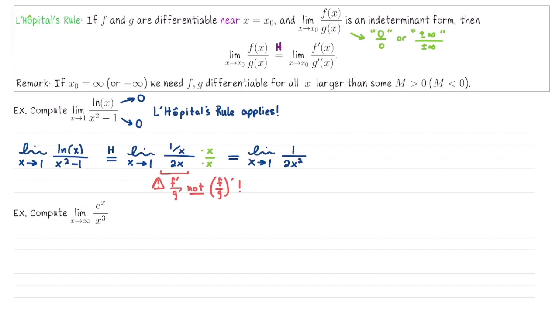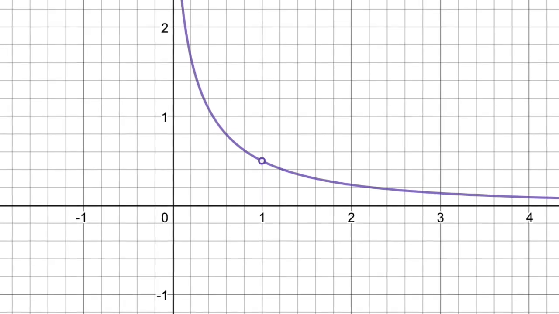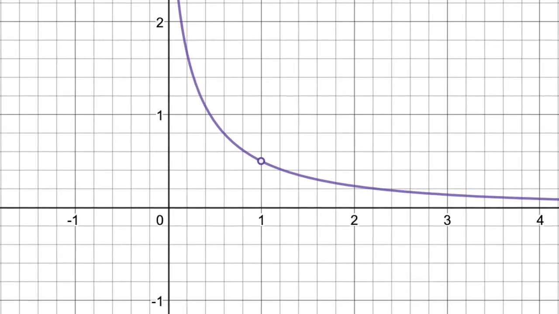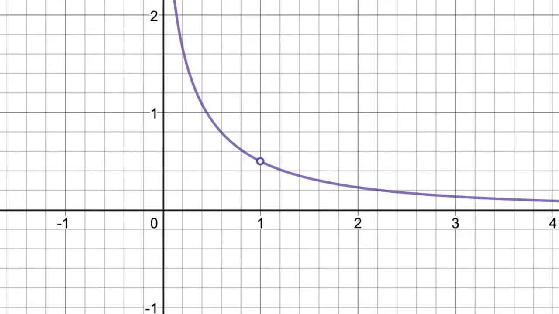And now that's not an indeterminate form. In fact, I can easily evaluate this. As x goes to 1, that goes to 1/2. Who could have predicted that just from knowing that the top went to 0 and the bottom went to 0? I honestly had no idea. So this limit is 1/2.